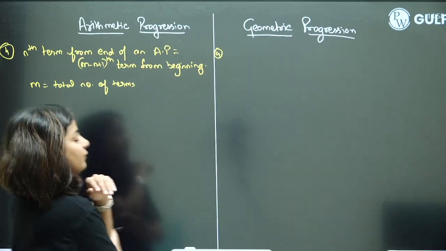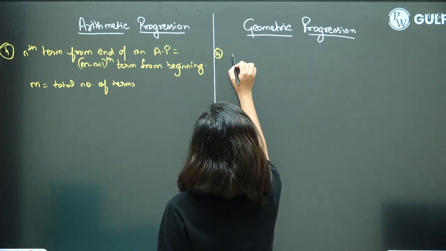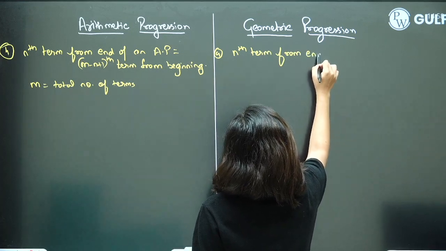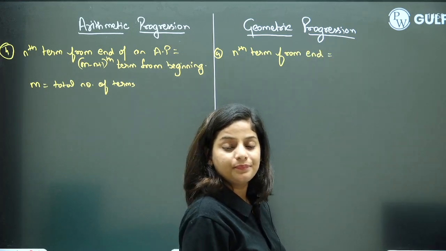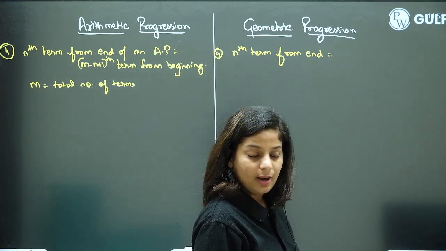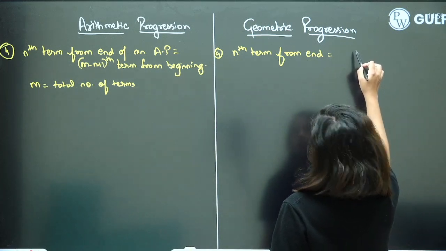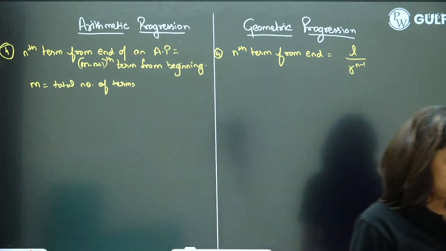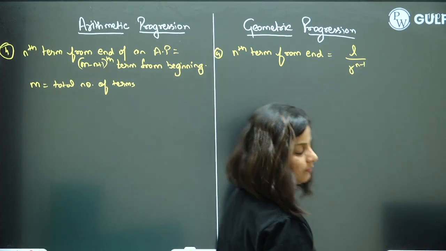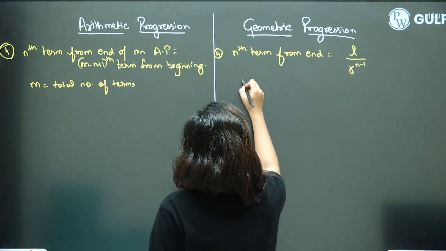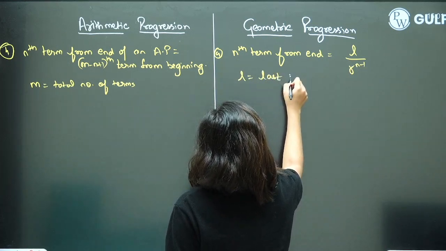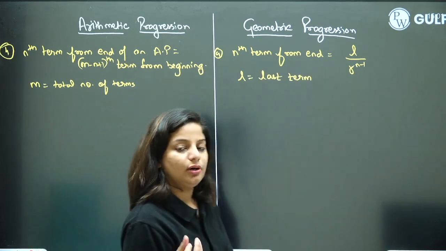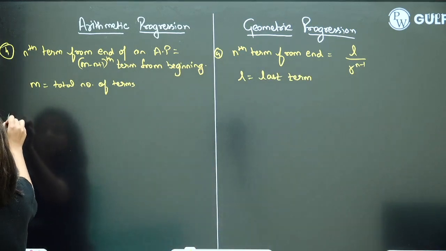That's your way to find from the end. And in a GP, the nth term from the end is given by L upon R raised to n minus 1. Where L is the last term of that particular GP, and n is the term which you're trying to find from the end.